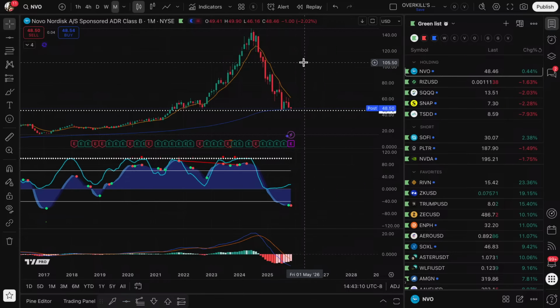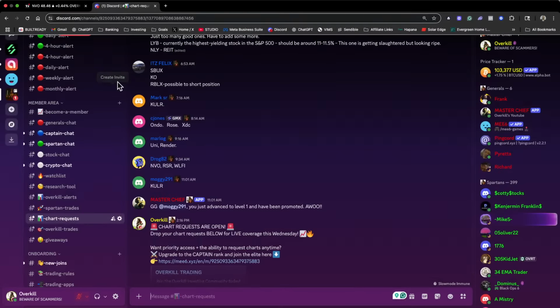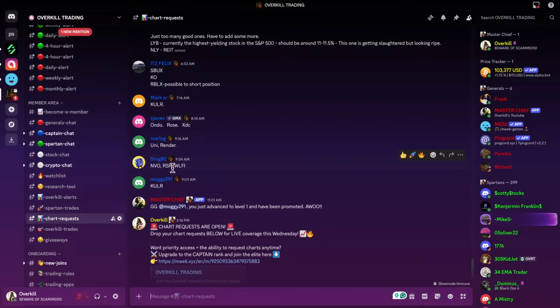It just looks so good. As long as it holds 45, I think it looks really good. So if the price goes up, this dot can fade away. If you're playing NVO, I just use a stop loss at 45. Yeah, I'd really like NVO.